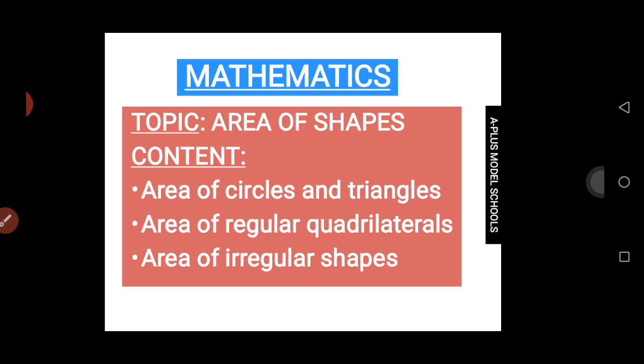Under it we shall be looking at area of circles and triangles. Then after that we shall be looking at area of regular quadrilaterals, which are square, rectangle, parallelogram, trapezium. Then lastly, we shall be looking at area of irregular shape. So let's start with area of circle.